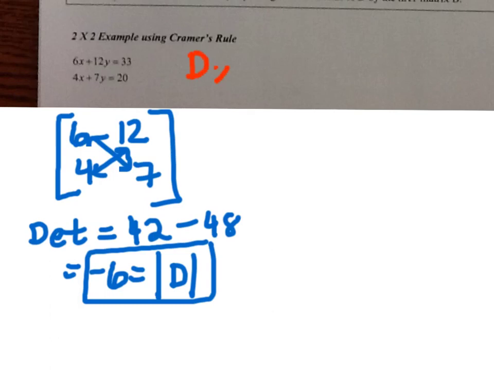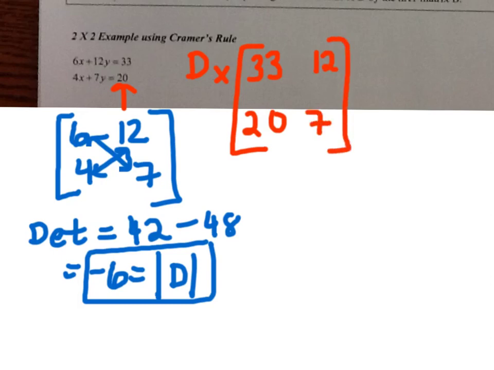D sub X is going to be the matrix where we replace the first column by 3, 3, 2, 0. That's these guys. And then the second column stays 1, 2, 7. Then if we do the same thing we did before, find the determinant of that matrix, the determinant of D sub X would then be -9.